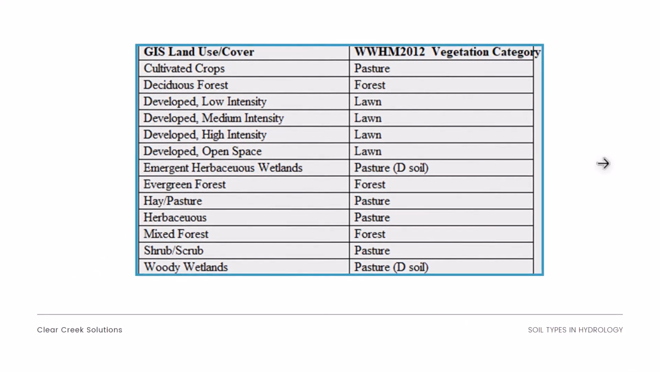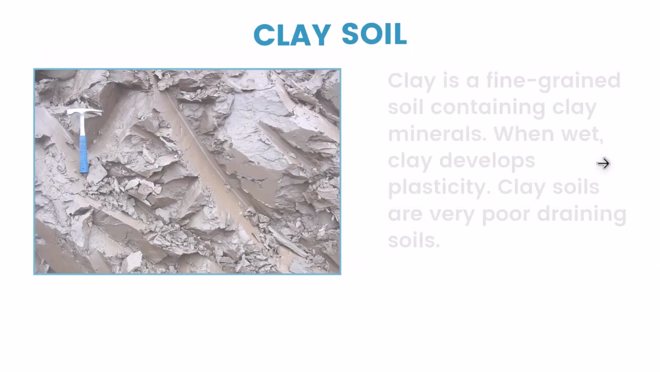And then this is an example of soil types that come in the software WWHM 2012 and how they transfer to different soils in that A, B, C, D category. So you can see cultivated crops or pasture, deciduous forest or forested, and so on. And if you look at WWHM 2012, we do have the A, B, C, and D soil types that you can enter in when modeling for your project.